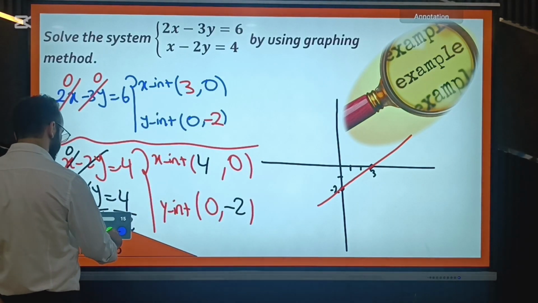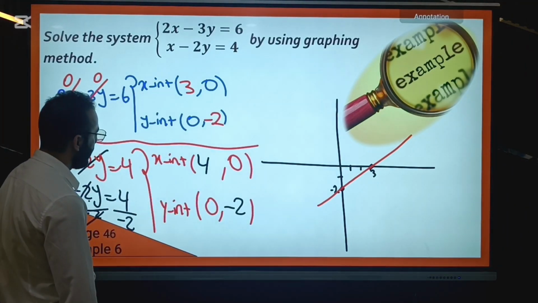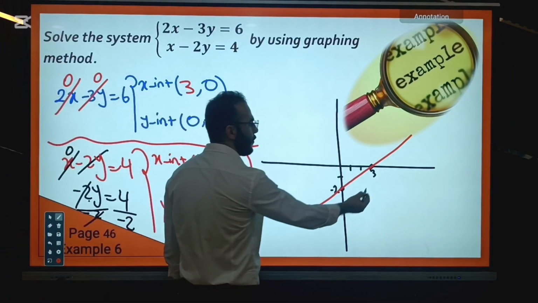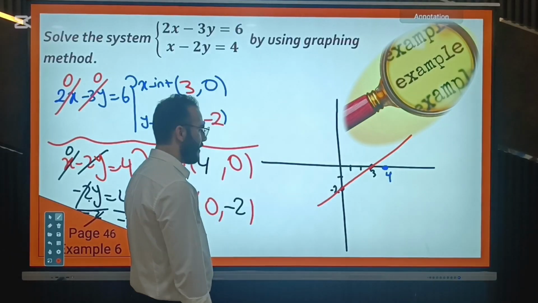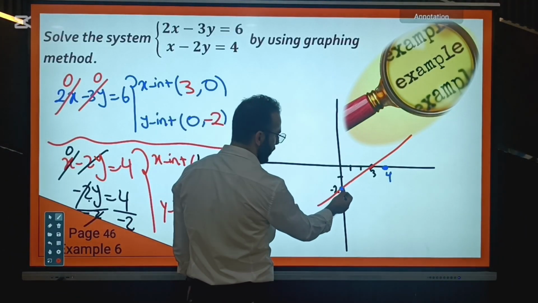How about the second graph? So we have got 4 and 0. So let's say 4 is here. That is the first point. And we have 0 and negative 2 again. So 0 and negative 2 exactly here.